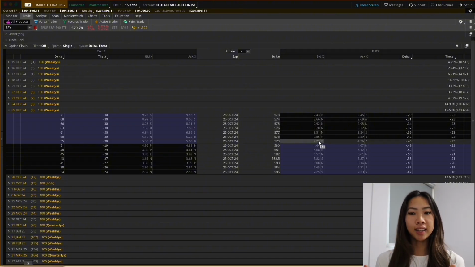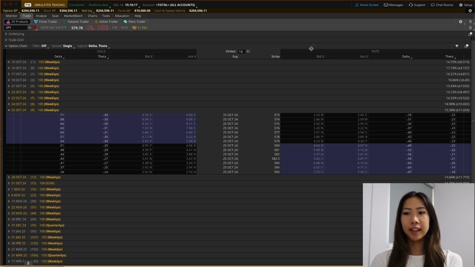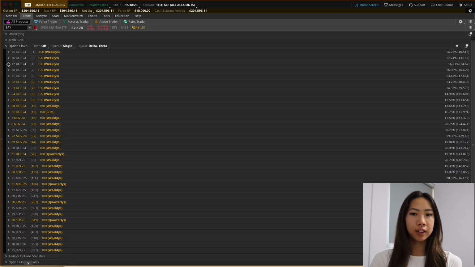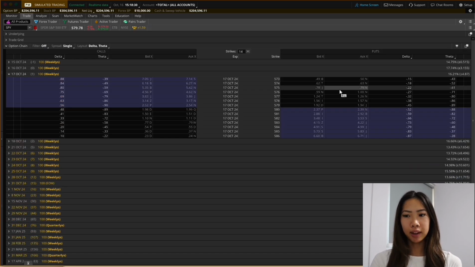So we want to understand this when the market is closed. That way we don't see a bunch of running numbers and colors. Now that you understand the basic terminologies here, delta, theta, bid and ask, expiration, and strike, this is going to show on every single date that you choose. If you click on this date, it shows the exact same thing.